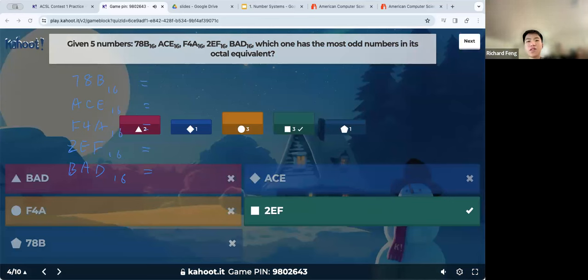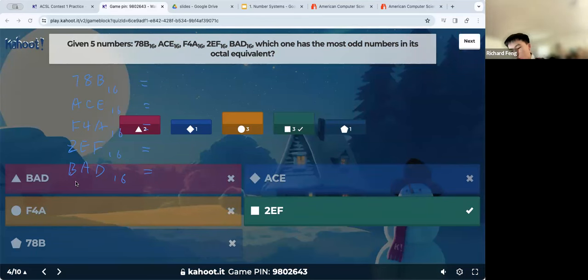Okay, so the answer for this one was 2EF, and I'll quickly go over how you do this one. The easiest way to convert from base 16 to base 8 is to go from base 16 to base 2, binary, and then go from base 2 to base 8. So every base 16 digit corresponds to 4 binary digits.